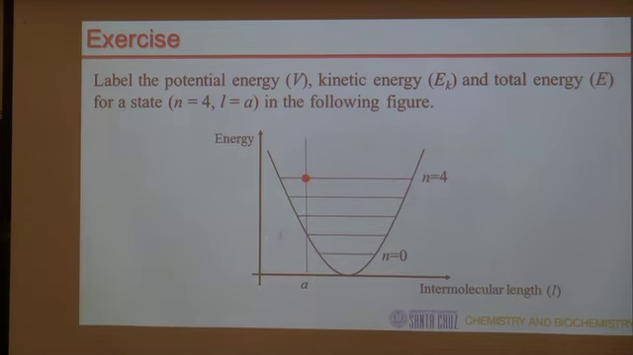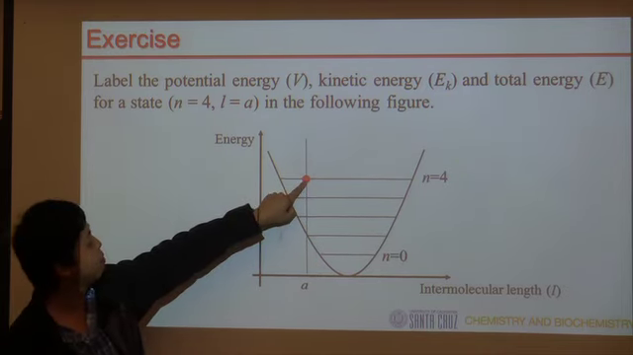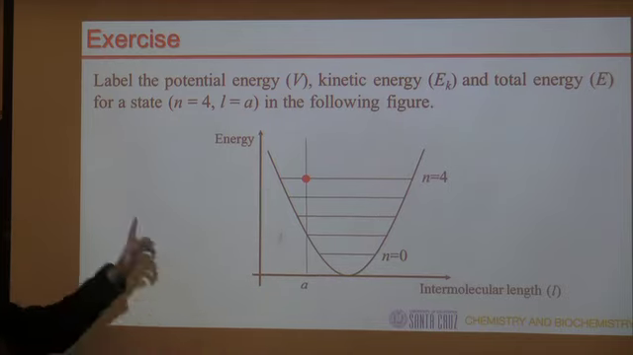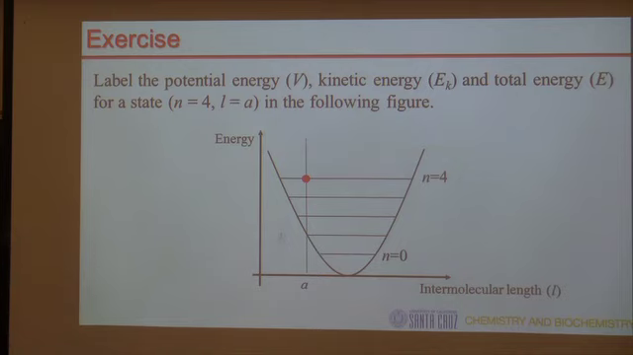So now the question is reduced to this. What is the kinetic energy for this point? What is the potential energy for this point? And what is the total energy for that state? So this actually represents a state, and you can label it in the figure. You don't need to do any calculation.